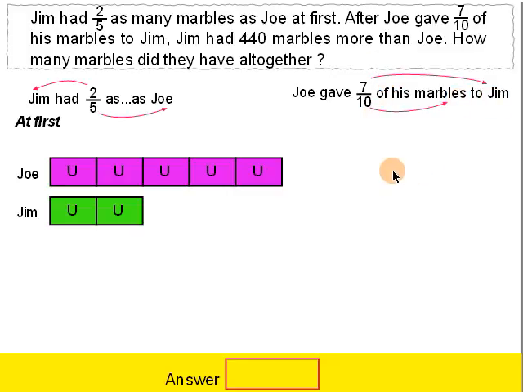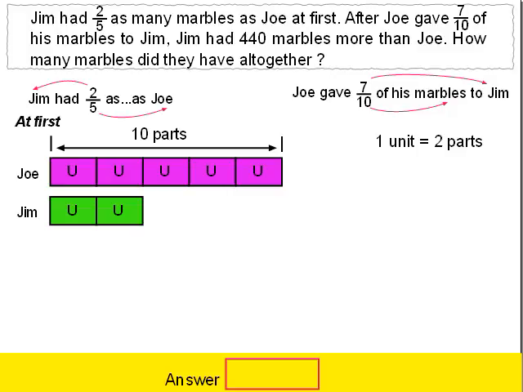Alright, but we know that according to the model we've drawn, Joe had 5 units. So we know that 5 units is equivalent to 10 parts. Okay, so one unit will be 2 parts accordingly. So we can cut each unit of the model into 2 parts first.